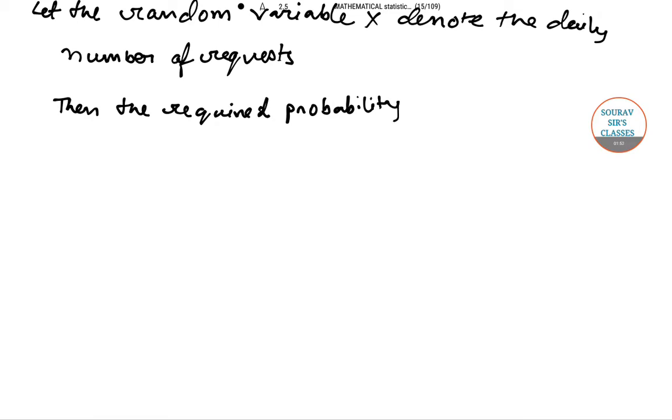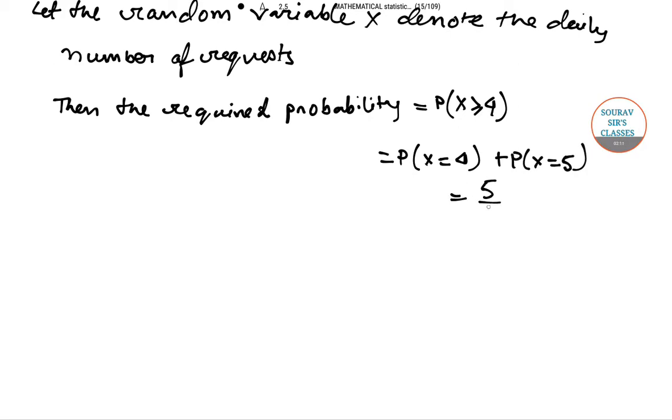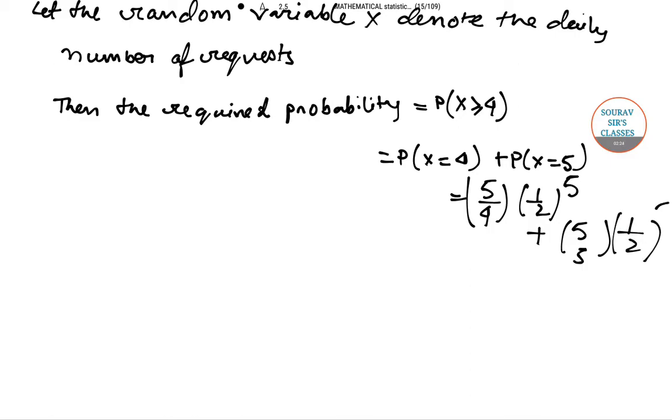The required probability will be equal to P(X >= 4), which is equal to P(X = 4) + P(X = 5), which is equal to 5C4 into (1/2)^5 + 5C5 (1/2)^5.